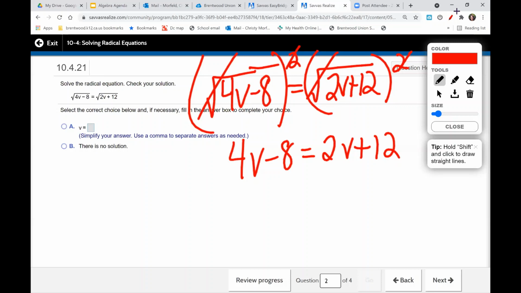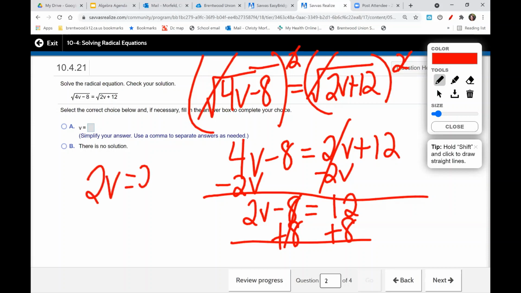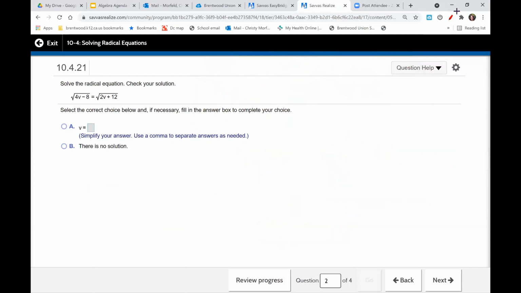I like to start with my variables, and I like to start with my smaller variable. So the smaller variable for my problem is 2v. So I'm going to subtract 2v from each side so that I'll only have v's on one side, on the left. Then I would do the inverse operation to get rid of the -8. So I would add 8 to each side, which gives me now 2v equals 20. So v equals 10. And again, if I made that a -10, I would get negatives under my radical. So just plain old 10 should be my answer.